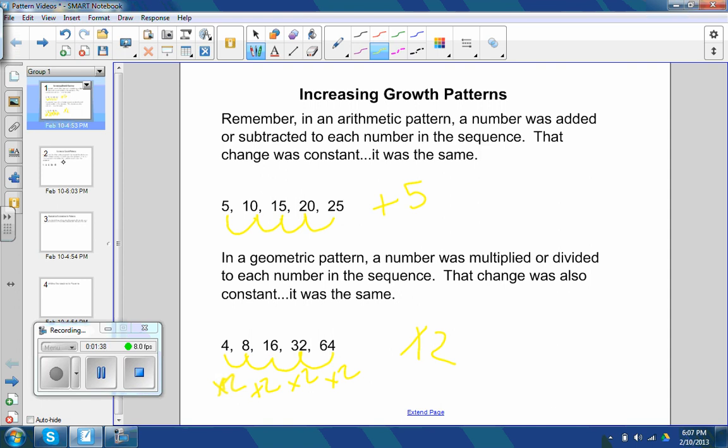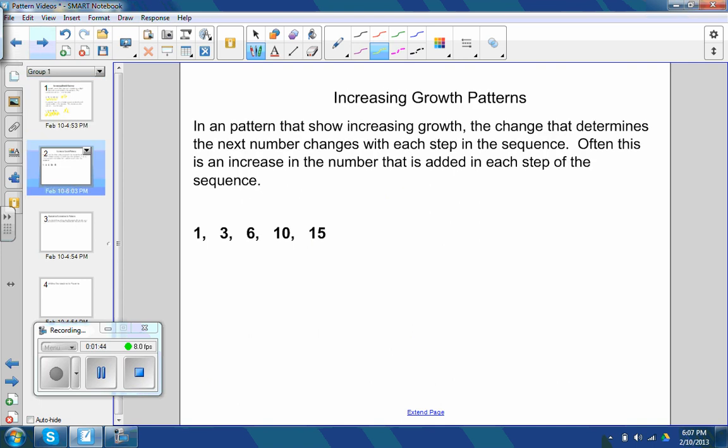But sometimes we have a different type of pattern. And in this type of growth pattern, we call it an increasing growth pattern because the change isn't constant. It changes depending on what part of the sequence we're on. So in a pattern that shows increasing growth, the change that determines the next number changes with each step in the sequence. Often this is an increase in the number that is added in each step of the sequence.